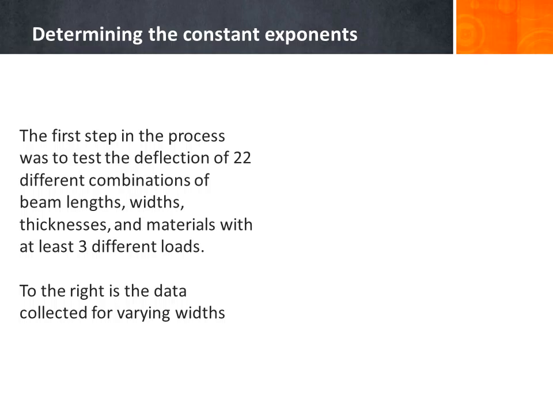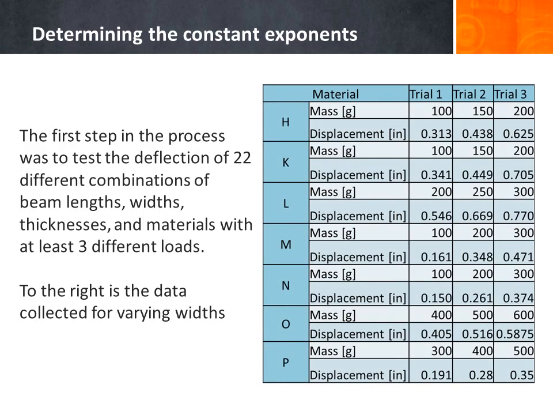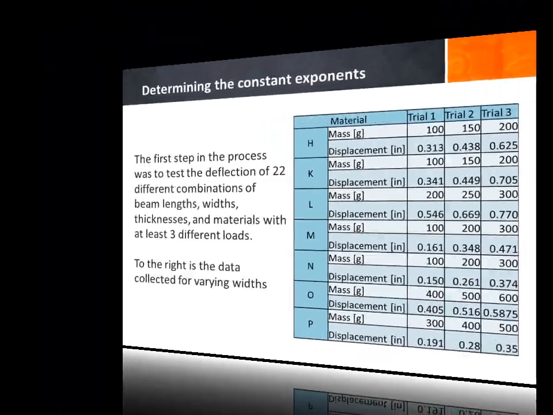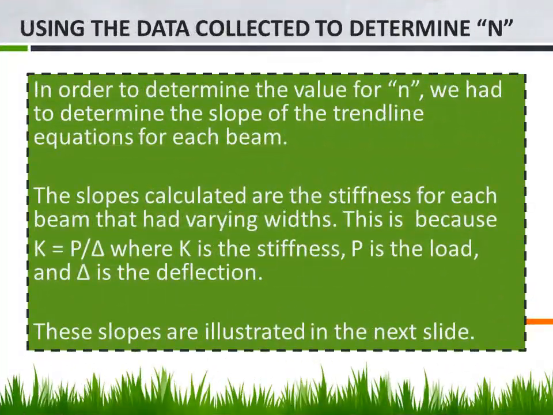To determine these variables, we tested 22 different beams with at least 3 different loads to see the resulting deflection and the amount of load we put on. These are our results from those experiments. We graphed the resulting data and used MATLAB to determine the slope of the trend lines for each equation.